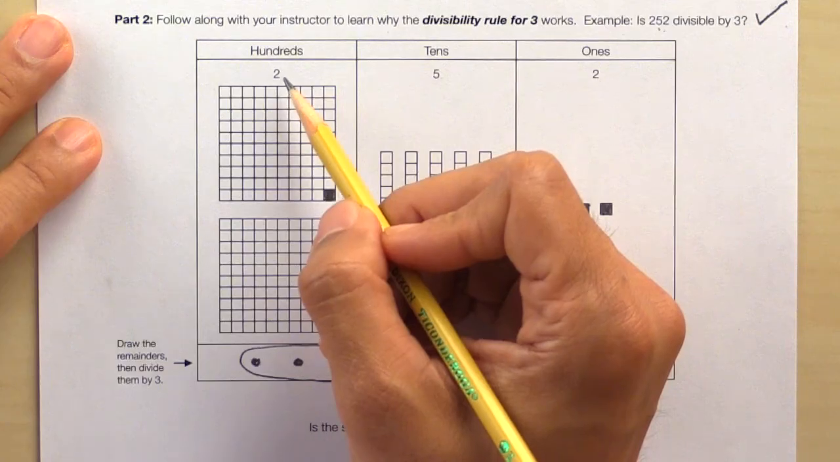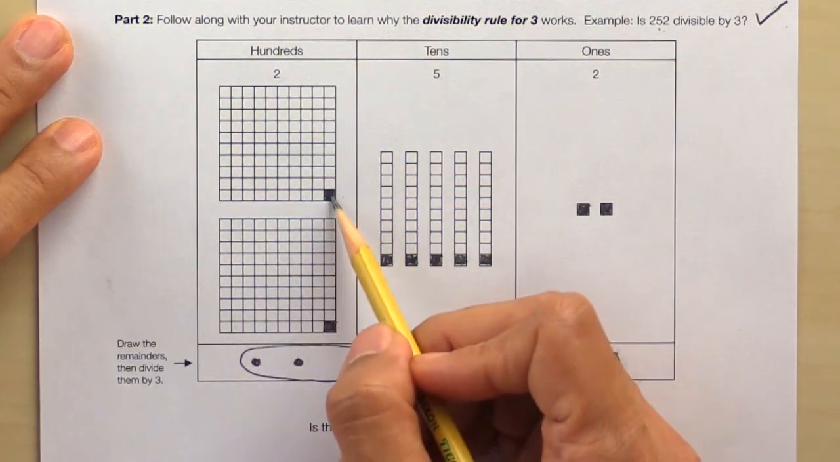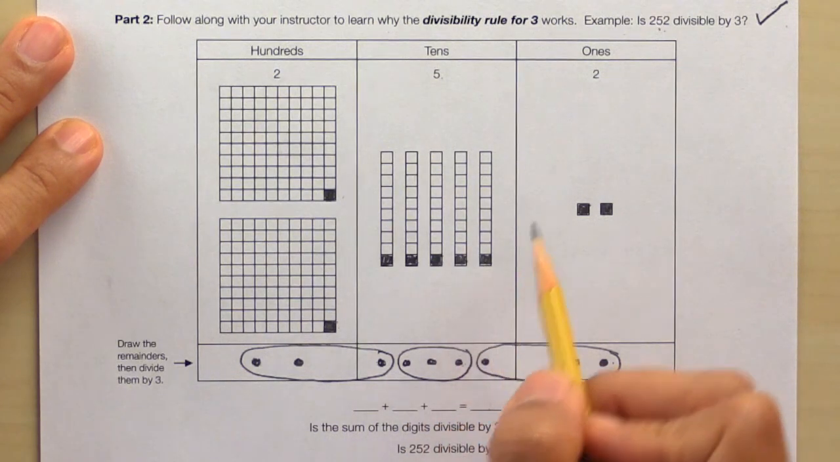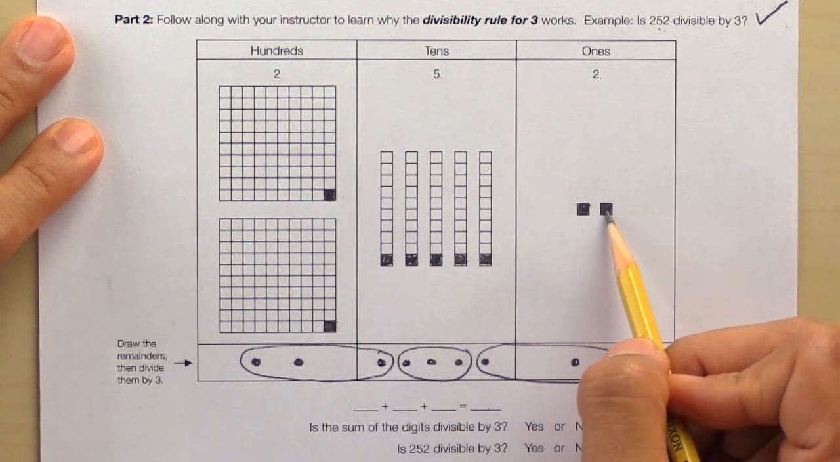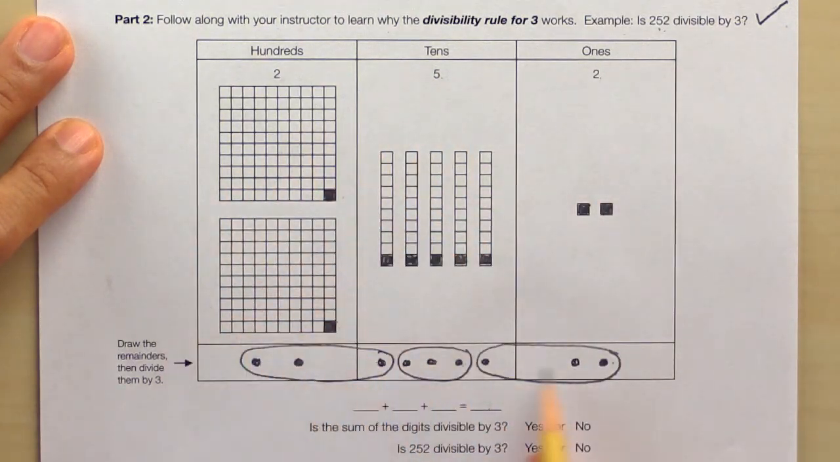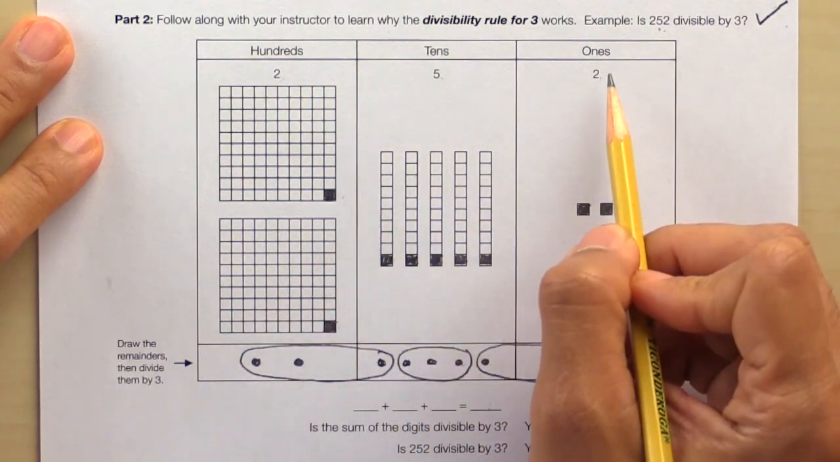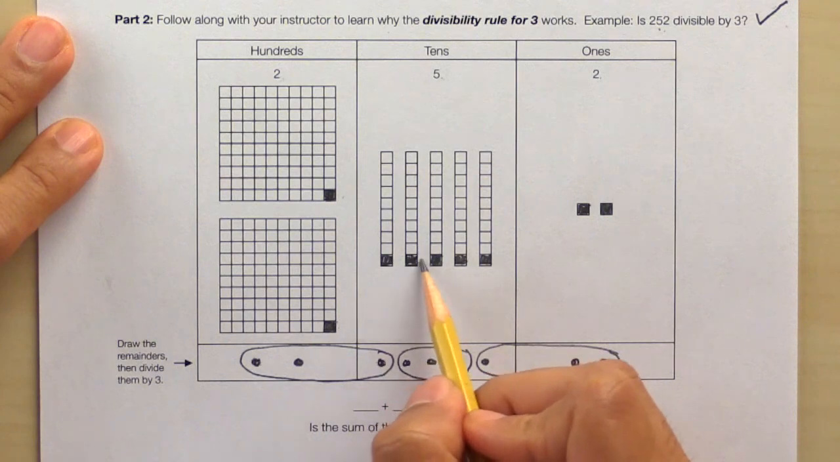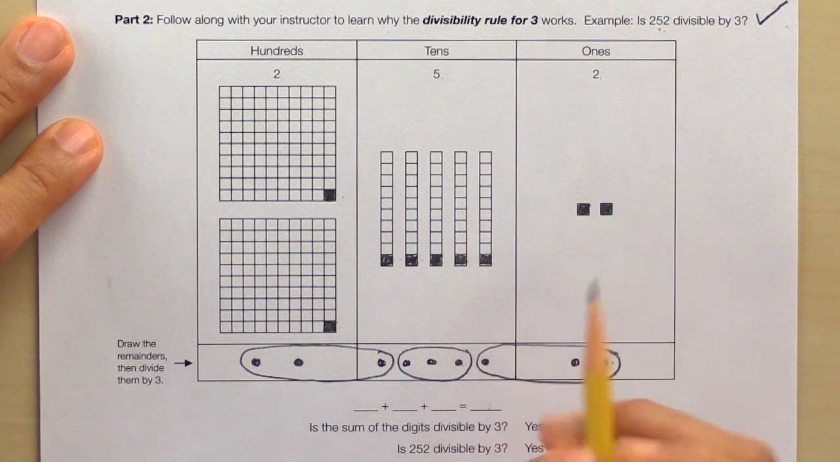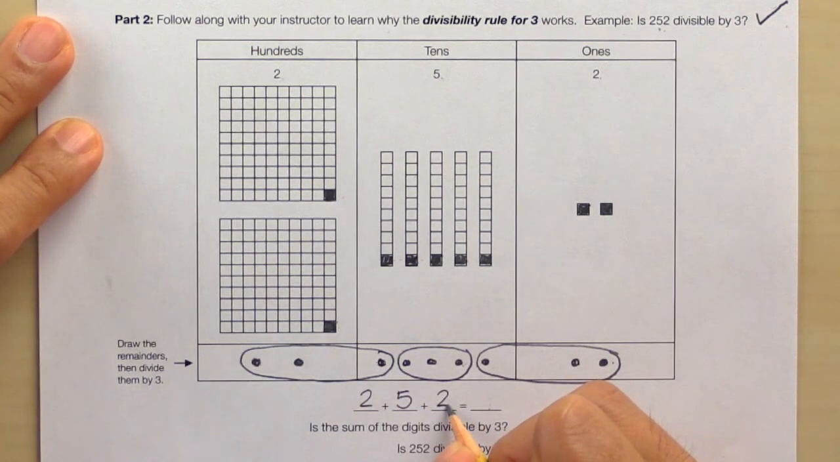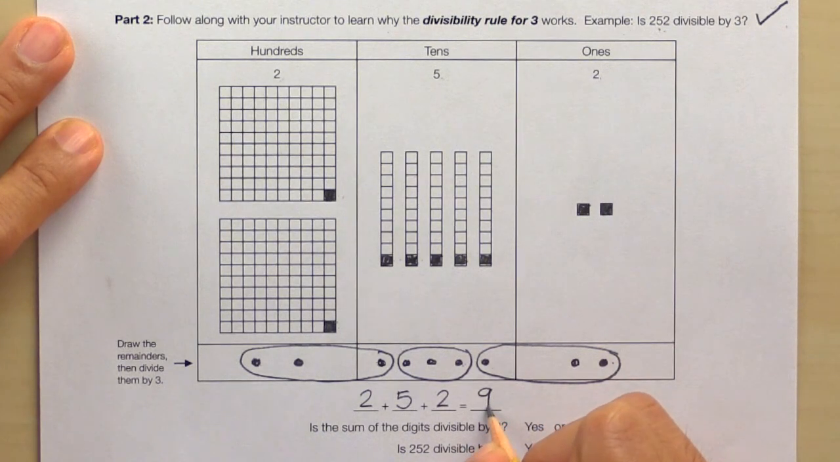Now for the shortcut. Notice that the 200s gave us 2 remainders. The 510s gave us 5 remainders. And the 2 ones gave us 2 remainders. So we actually didn't need to draw all this out. All we had to do was add 2 plus 5 plus 2. Let's write down 2 plus 5 plus 2. And that gave us 9. And you can see here, we have 1, 2, 3, 4, 5, 6, 7, 8, 9.